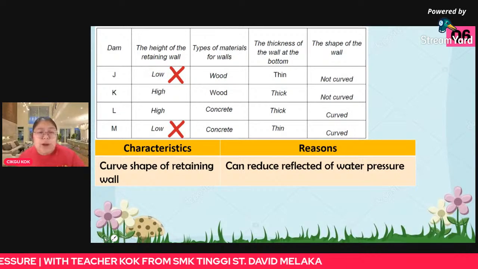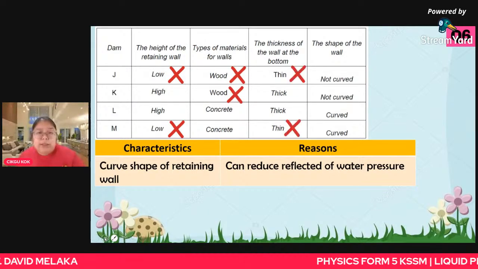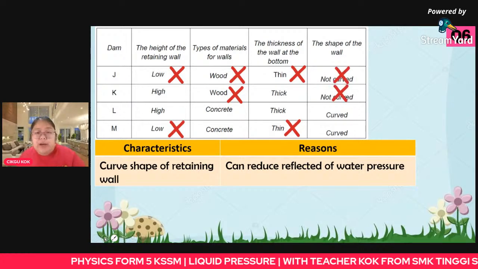Okay, second one, this is a wood. Wood I don't want, I also go to cross. Okay, bottom part I want thick, then the thin is not related, I go to cross. Okay, last one I want curve one, the not curve one I go to cross.